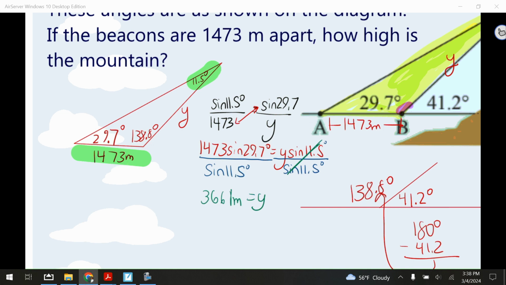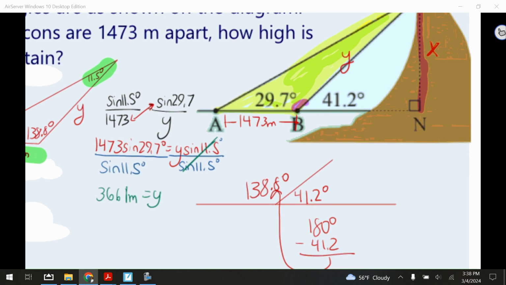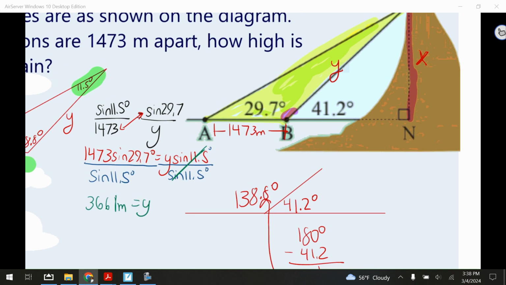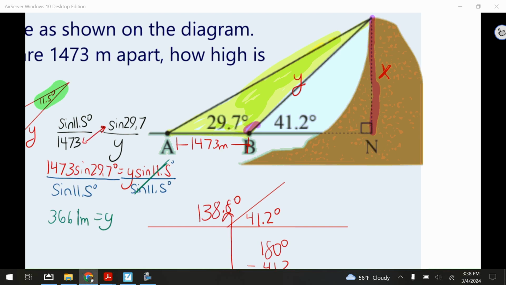Okay, so when I look at my diagram here, I have Y is 3,661 meters. So I'm going to transpose this information to this diagram. So that is 3,661 meters.